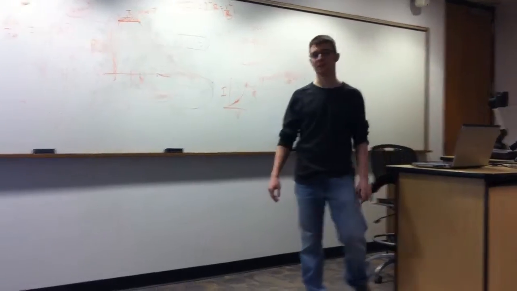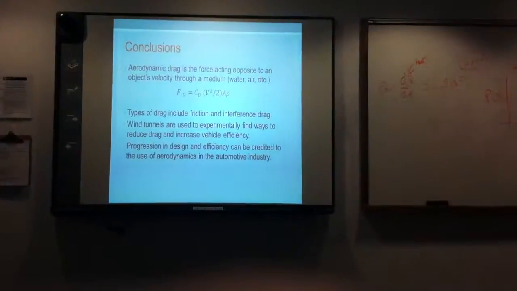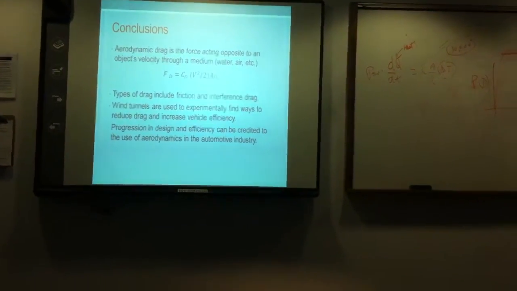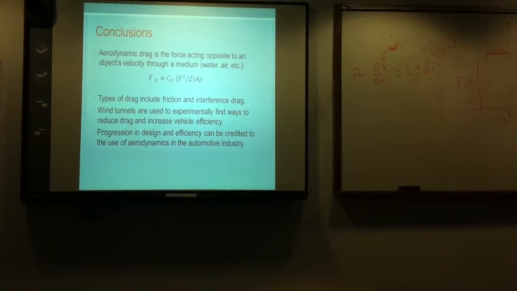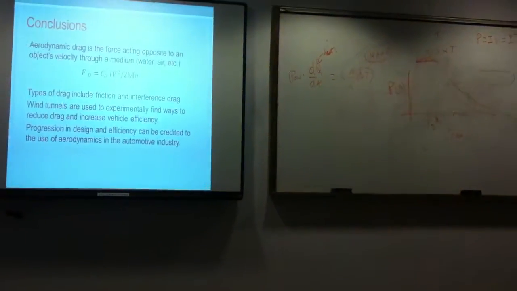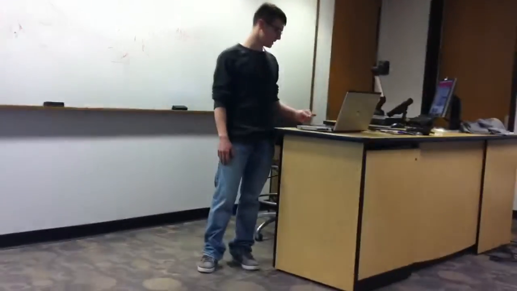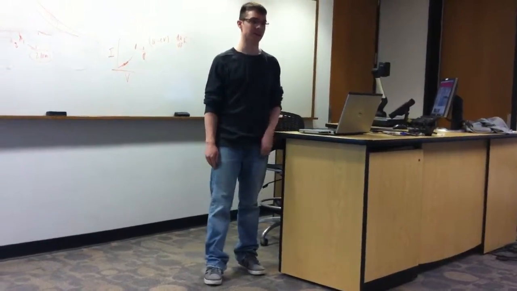And here are some conclusions. Pretty much, drag is the force acting opposite to the object's motion. There's friction drag and interference drag. Wind tunnels are used to experimentally reduce the drag. And that's about it. Any questions?